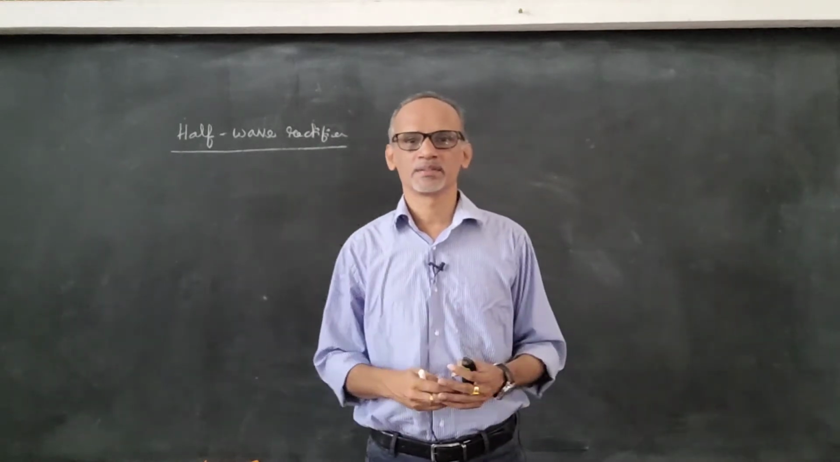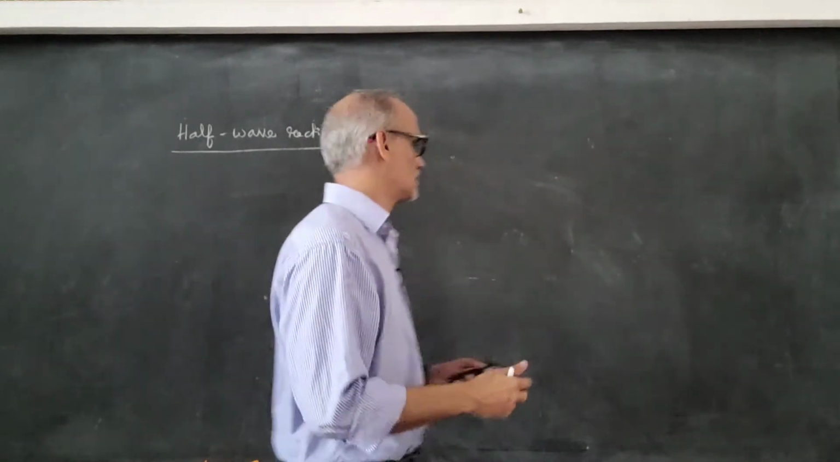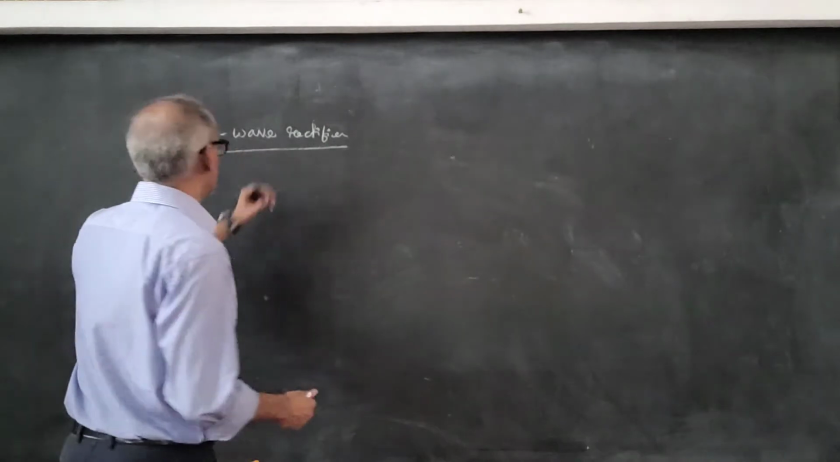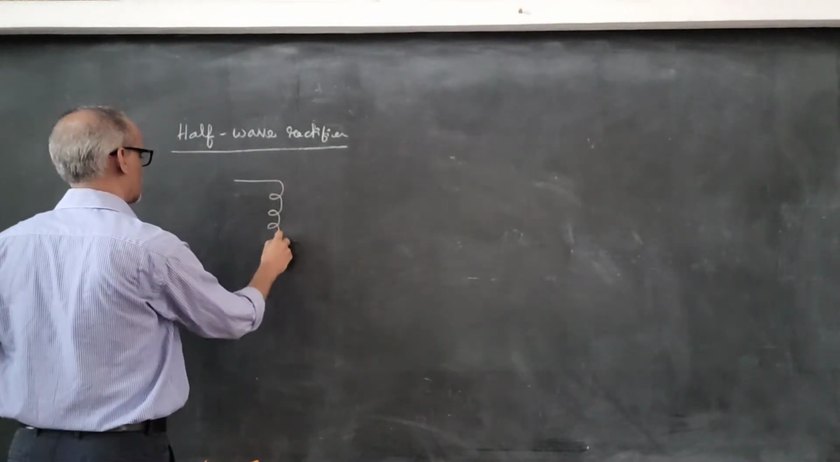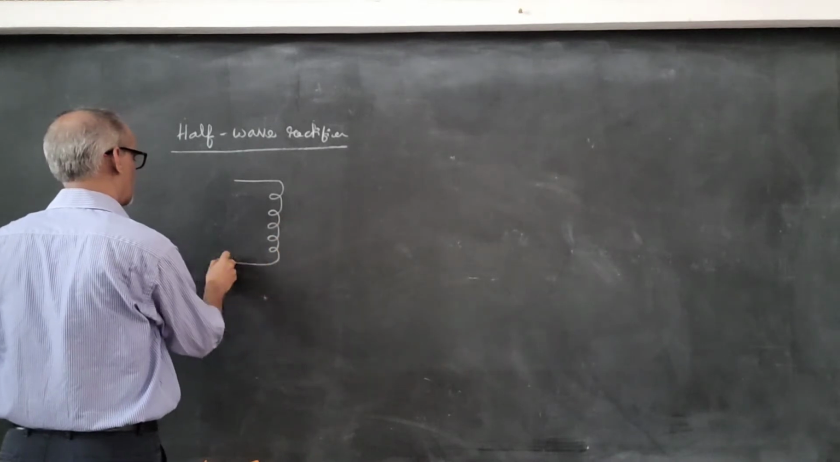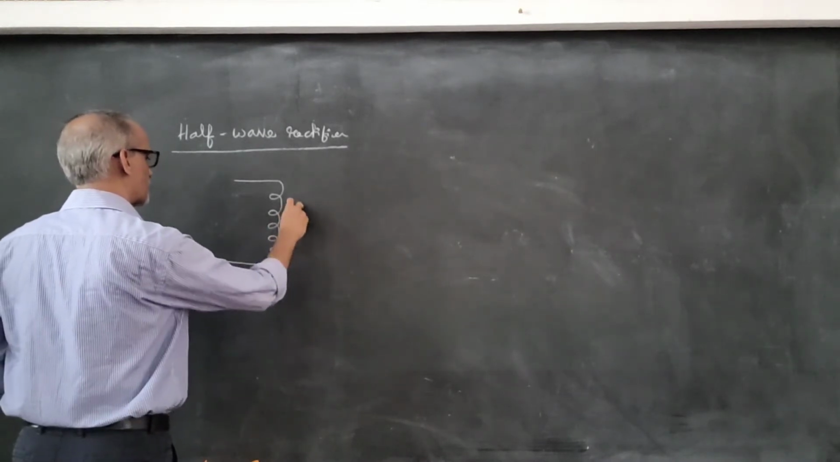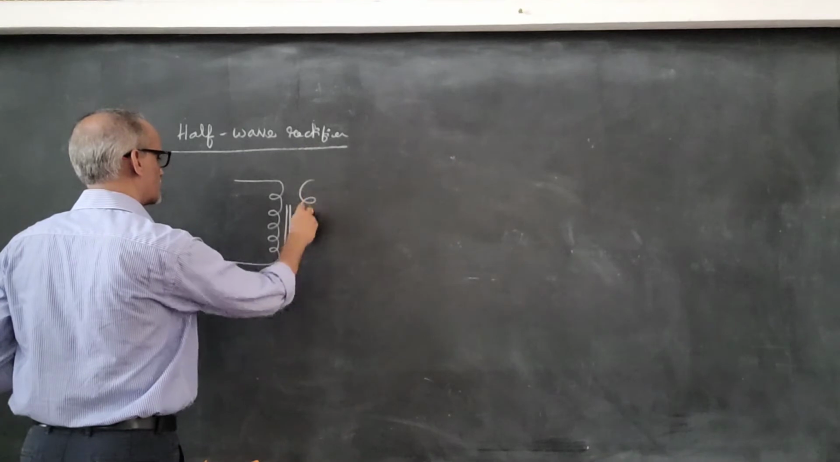Explanation is very easy to write. So in the half wave rectifier we use a transformer. This is the symbol used for the transformer.